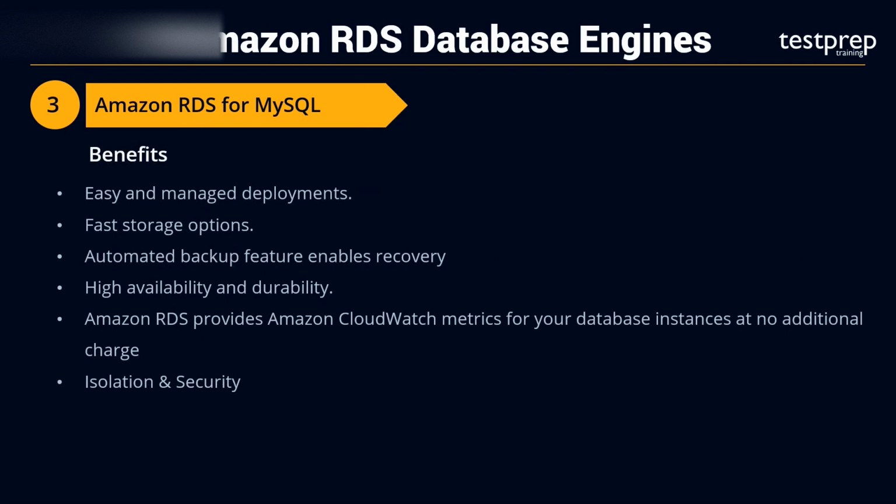Amazon RDS for MySQL provides the following benefits. 1. Easy and managed deployments. 2. Fast storage options. 3. Automated backup feature enables recovery. 4. High availability and durability. 5. Amazon RDS provides Amazon CloudWatch metrics for your database instances at no additional charge. 6. Isolation and security.